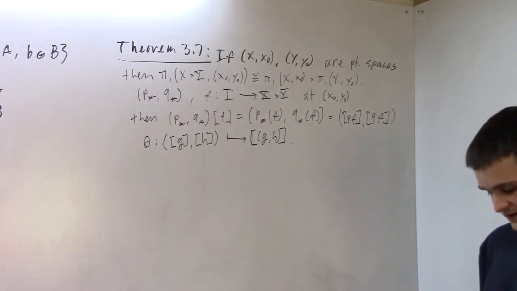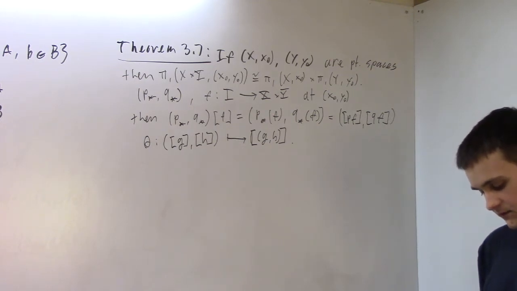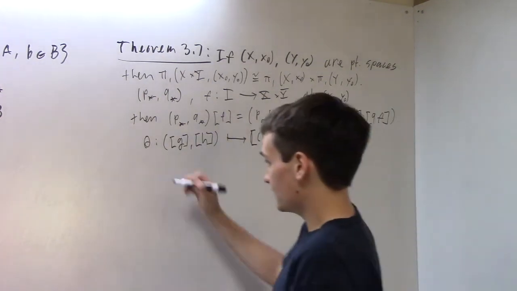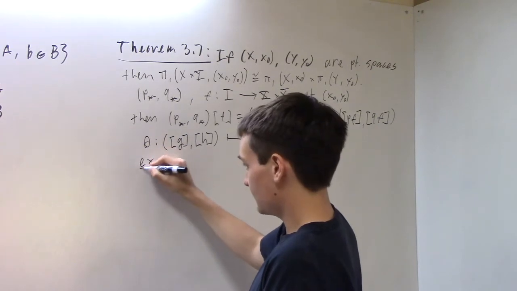Now, there's more to the proof here. Essentially, they just defer it to an exercise. They say exercise 3.5 shows that theta is well defined. So, just to recap, exercise 3.5, to show you what that says.